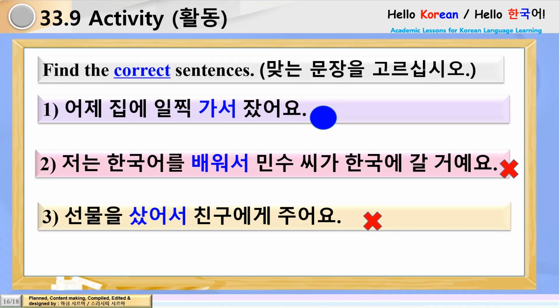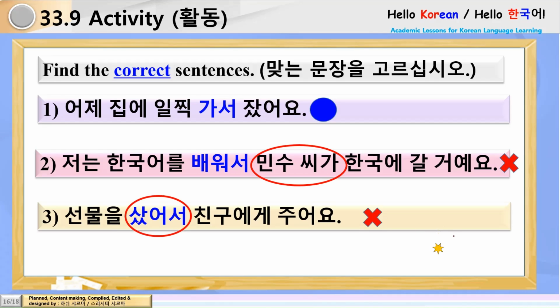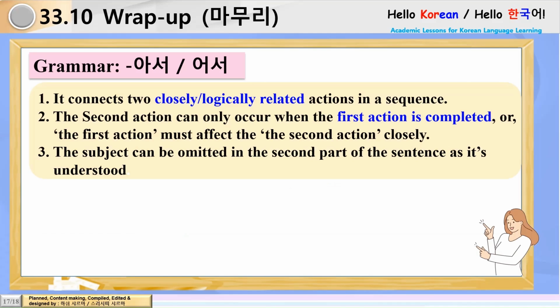Here are the answers. Number 1 is correct. Number 2 and number 3, they are wrong sentences. Can you find out why? 네, 잘했어요. In number 2, subject is different, and in number 3, past tense is conjugated with 아서/어서 also. 잘했어요, 여러분? Now it's time to wrap up this lesson.